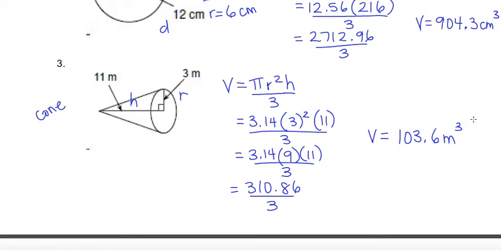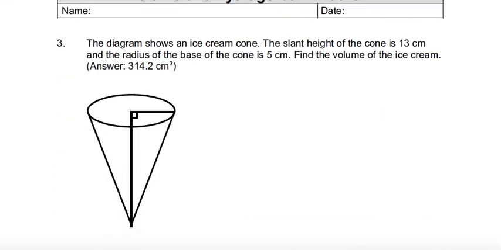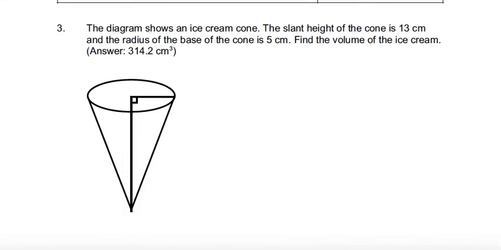Now, just like when we looked at the volume of a triangular prism or the volume of a pyramid, where we needed to do some additional calculations using Pythagorean theorem, you may run into the same situation when we're looking at the volume of cones. So if I was to look at, this is an ice cream cone. The ice cream cone, it says, has a slant height of 13 centimeters.